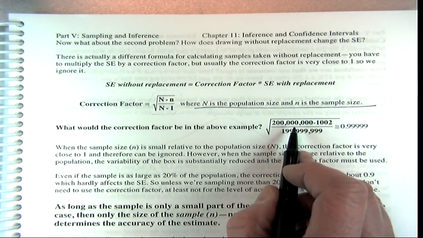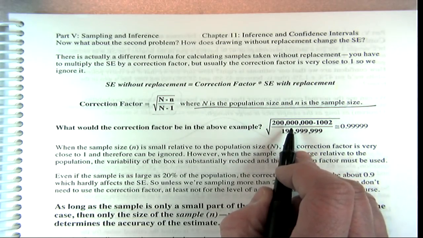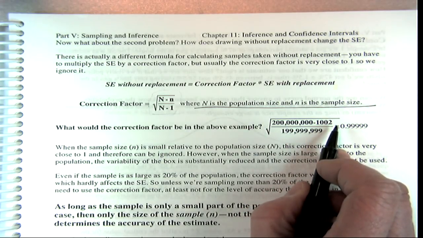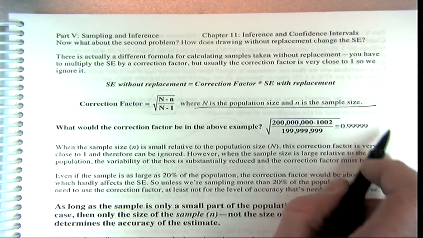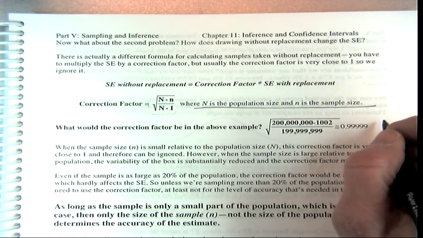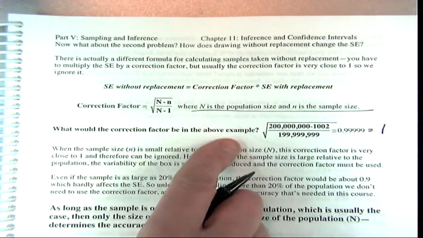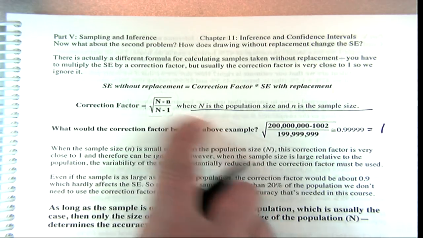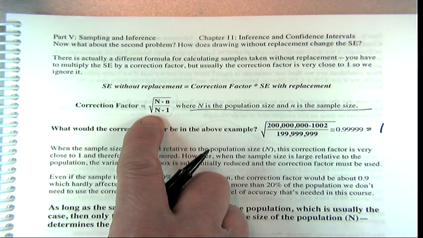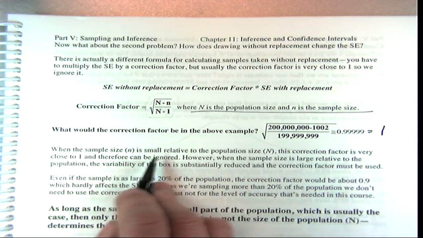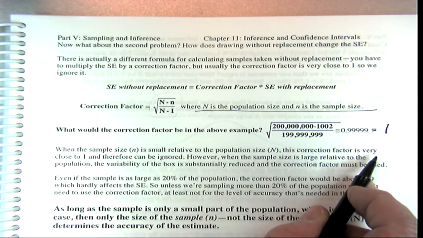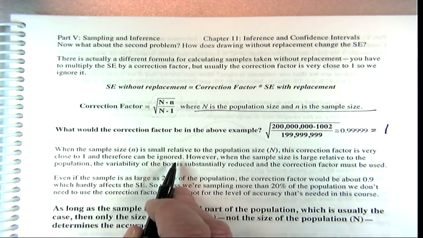we had such a big population. We had millions of people. Our sample size was only 1,002. So this works out to be almost 1, basically 1. So it doesn't affect it at all. So most of the time, when the sample size is small relative to the population size, the correction factor is very close to 1 and therefore can be ignored.